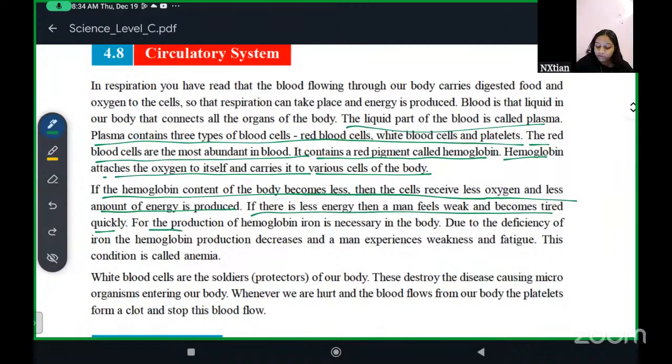Now, for the production of hemoglobin, iron is necessary in the body. Due to the deficiency of iron, hemoglobin production decreases and a person experiences weakness and fatigue. This condition is called anemia. You may have heard of the condition anemia.